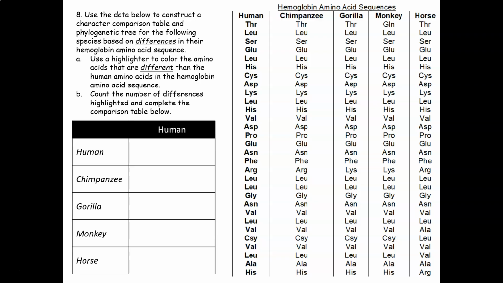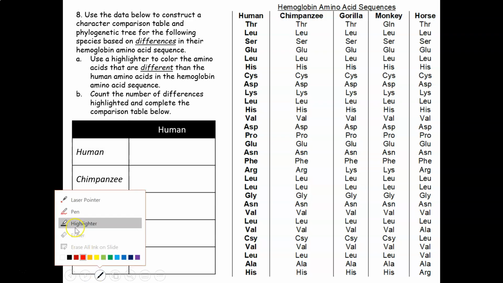All right, so first thing I want you to do is to go ahead and take a look and compare across each amino acid. Where do you see a difference that isn't human? All right, and then we're going to highlight those differences. Okay, so if I take a look across that very first amino acid, and I want to highlight those differences, so let's turn my highlighter on here.